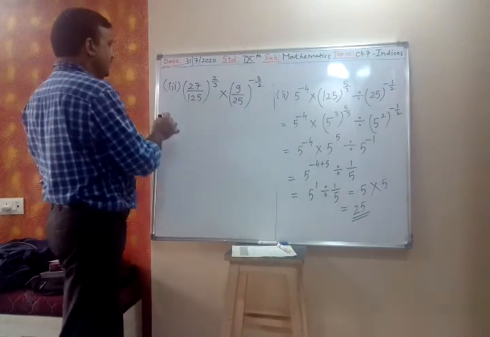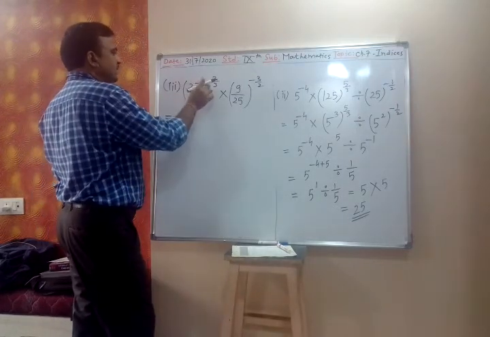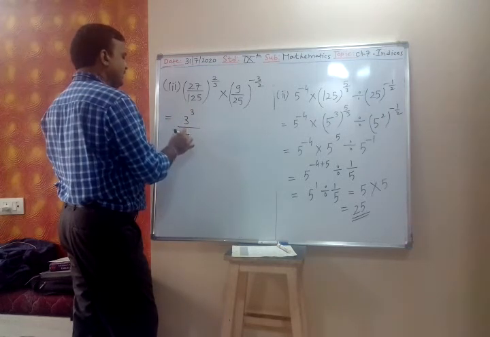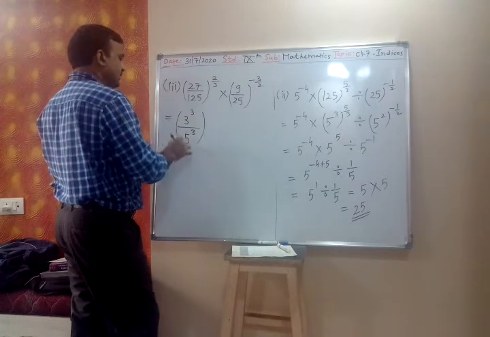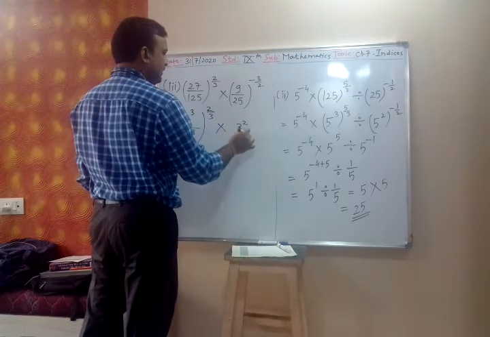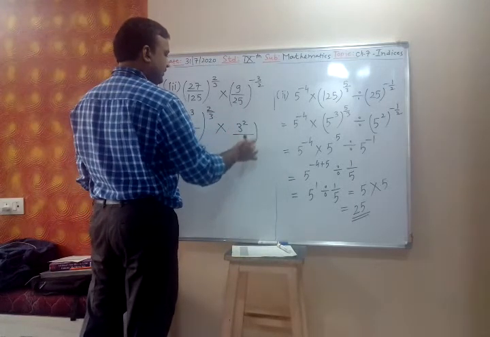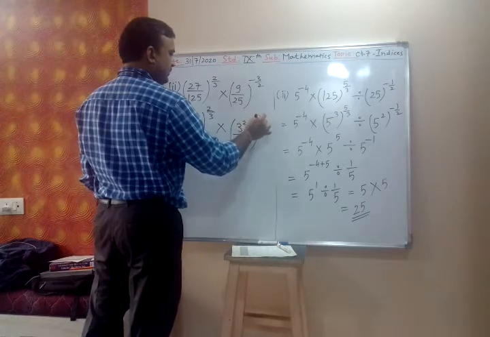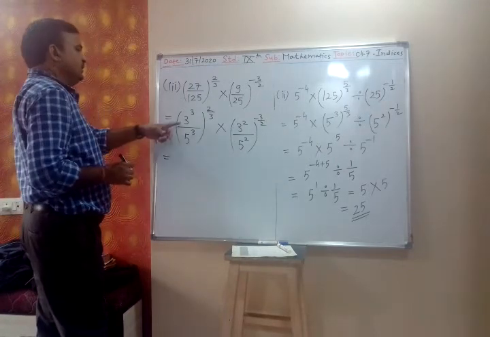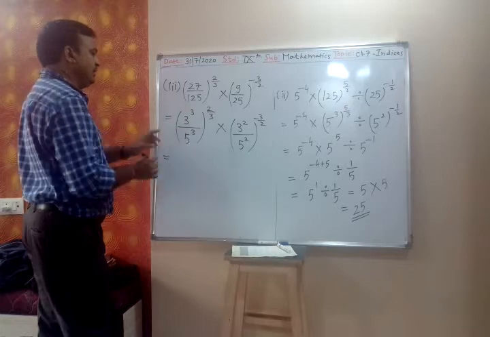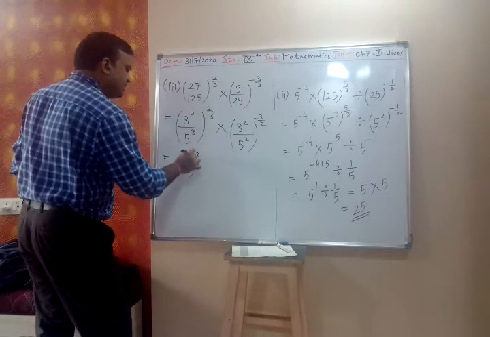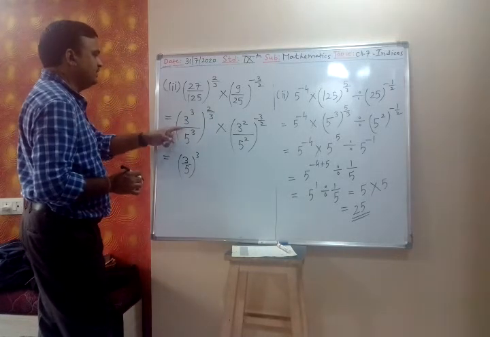So now we have to solve this. 27 I can write 3 raised to 3, and 125 I can write 5 raised to 3, raised to 2 by 3, into this 9 I can write 3 square upon 25 I can write 5 square. So now first 3 raised to 3, 5 raised to 3, I can write 3 by 5 whole raised to 3. All of you agree?